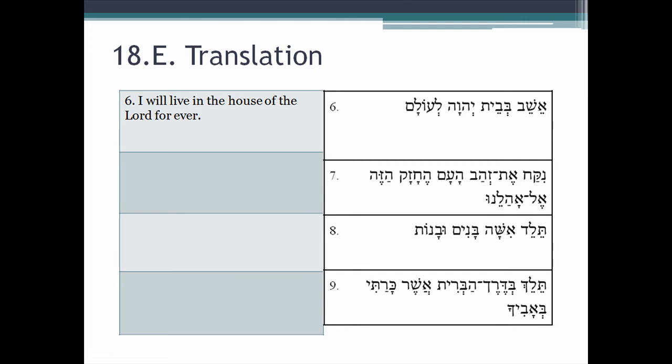Number 7, Nikach et zahav ha'am hechazak hazeh, el, and then we have ahalenu, or ohalenu. Again, you're going to see why I'm doing that in a second here. But the first word is a verb, nikach, first position. And this is the one, again, this is tricky. He gives you a tricky one here, nikach.